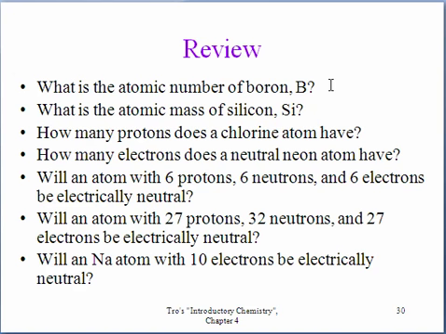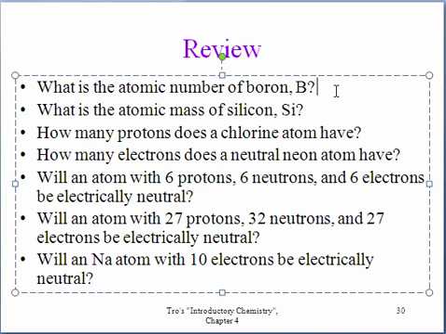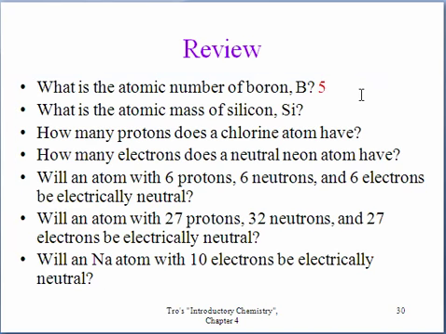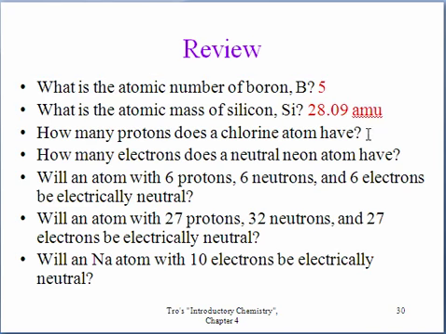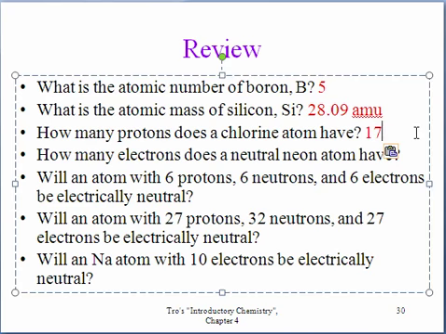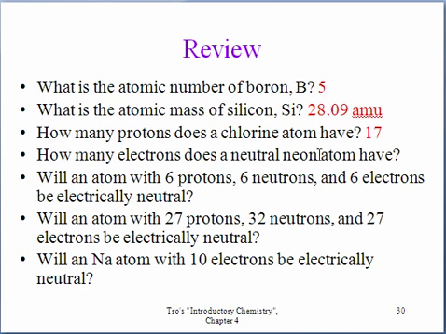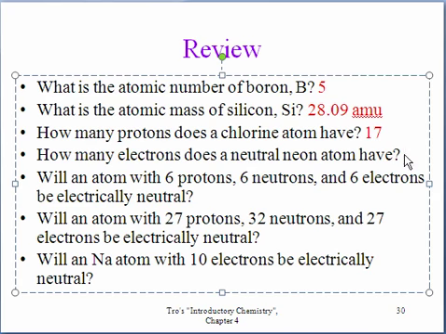Okay, so what's the atomic number of boron? Well, according to the periodic table, it's 5. What's the atomic mass of silicon? 28.09 AMU. Now, I didn't tell you what the units were, but when we're looking at the mass of one atom, our units are going to be AMU. How many protons does a chlorine atom have? 17. How many electrons does a neutral neon atom have? It has as many electrons as protons, which is 10.